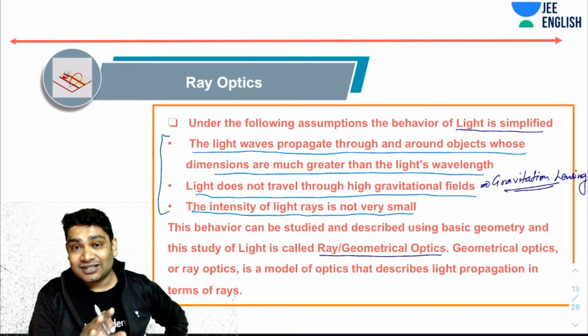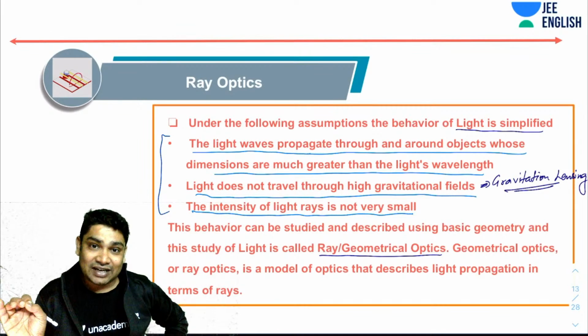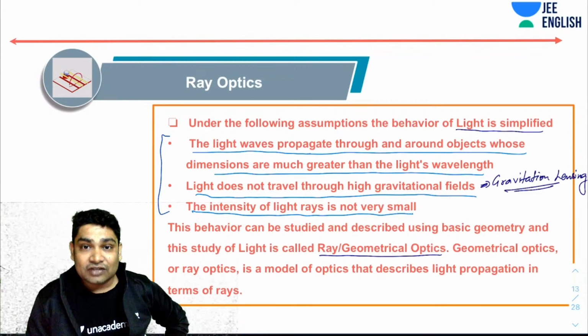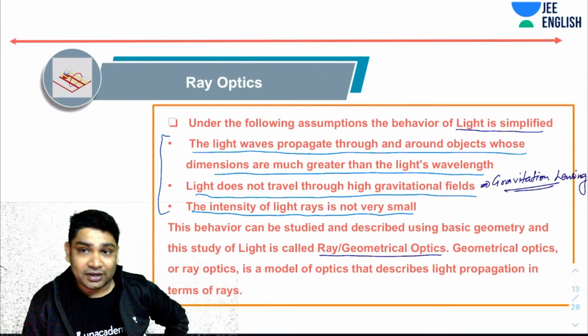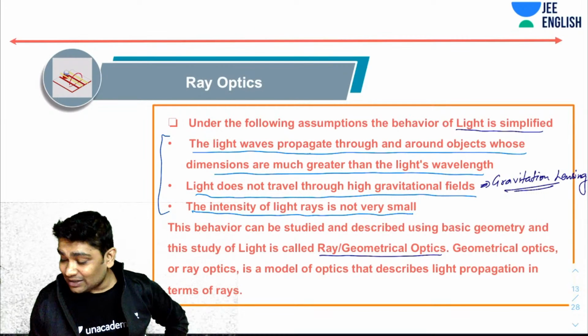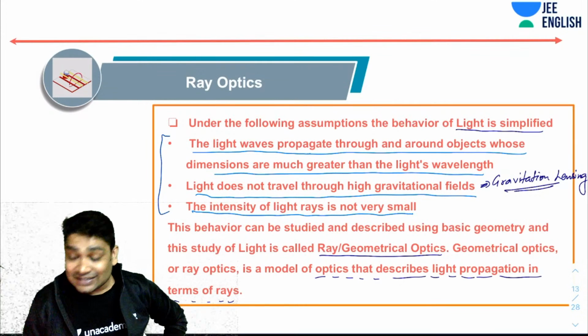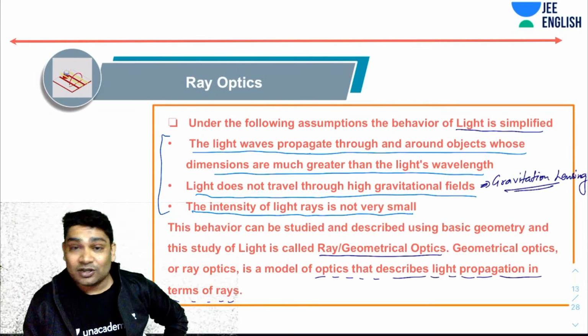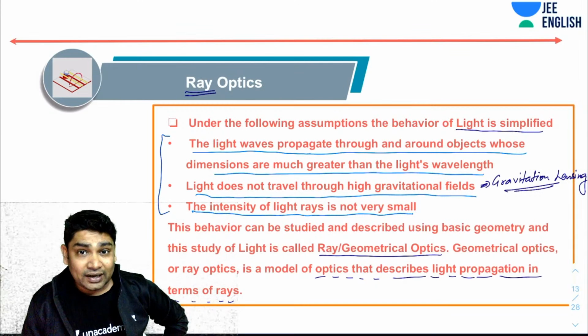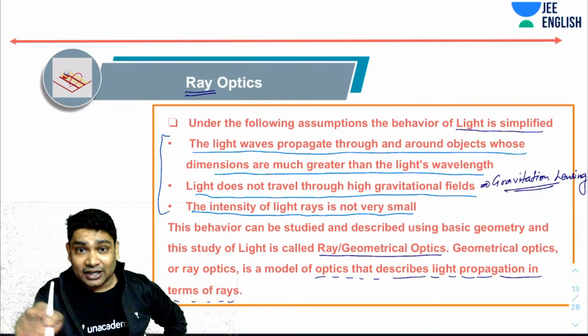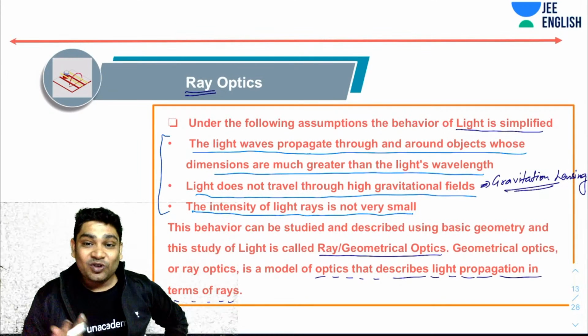Under these assumptions, the behavior turns out to be simplified and can be described using simple geometry, and that is what we call ray optics or geometrical optics. Geometrical optics is a model of optics that describes light propagation in terms of rays, and hence the name ray optics. It is also called ray optics because we are explaining all the propagation of light with the help of rays.